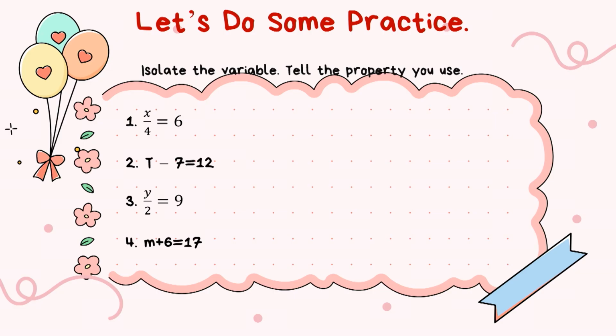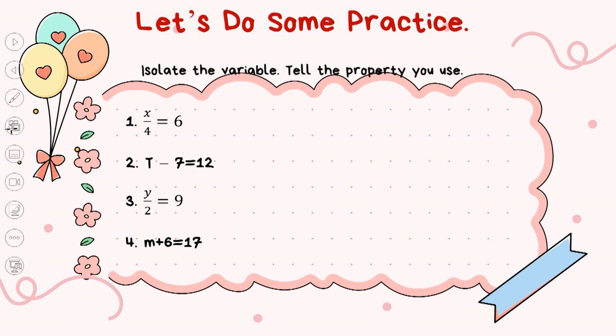It says, let's do some practice. Isolate the variable. There's that word again. Tell the property you used. Okay, so let's look at number 1. It's a division problem. So if it's a division problem, what property would I use? Exactly right, multiplication.